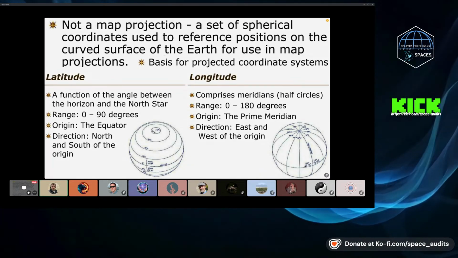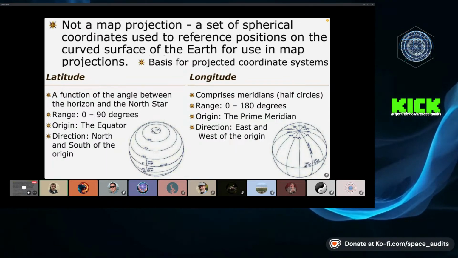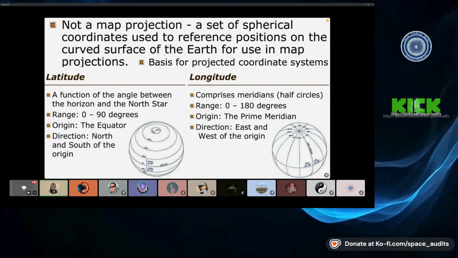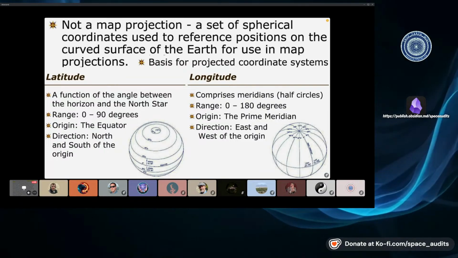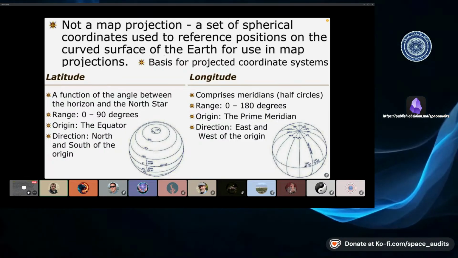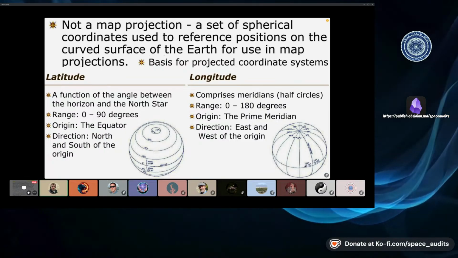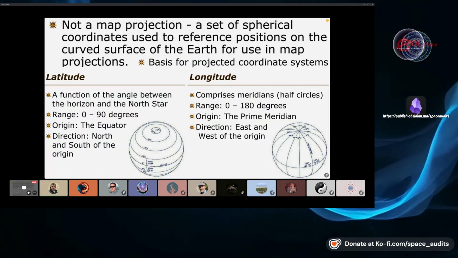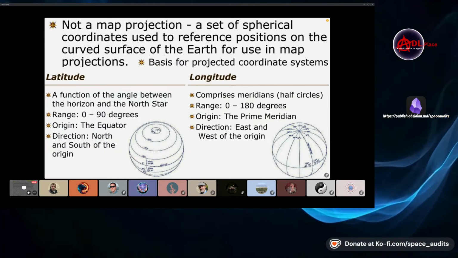I do have a question, actually. Yep. You said that the graticule and the globe are not synonymous. Yep. Is that because they have to constantly correct to the graticule to make it idealized?